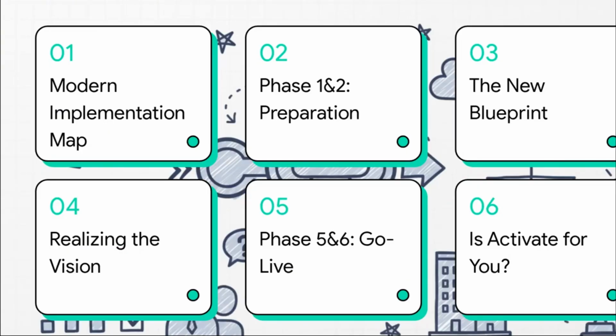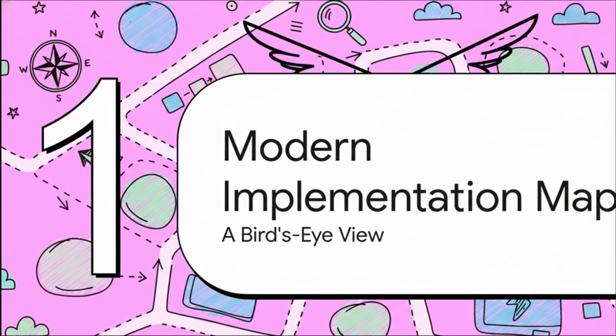So here's our map for today. We're going to walk through each of these 6 phases, step by step, to see exactly how it works. And by the end, you'll have a really good idea of whether this approach is the right fit for your project. Okay, so first up, let's zoom out and get that bird's eye view of the whole journey.